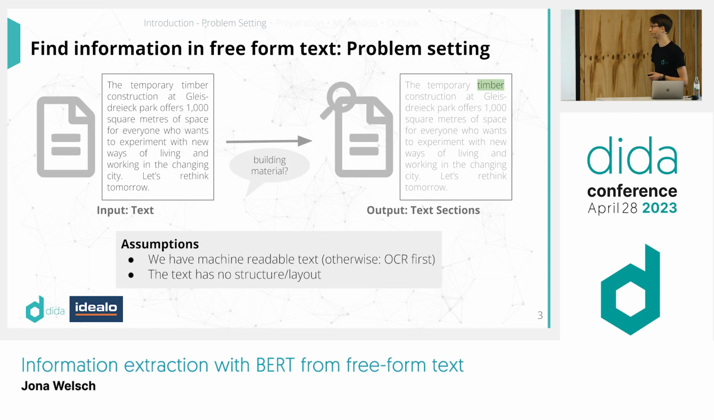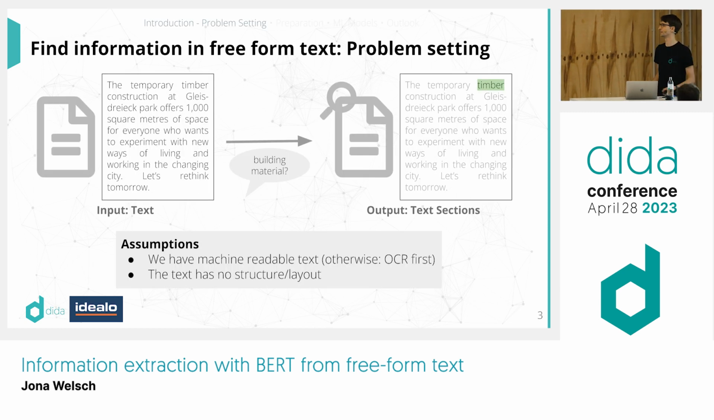So, general problem setting. I want to find information in free-form text. So, for example, take this text here. This is a description of the building we're in here today. So, apparently it's a temporary timber construction in Gleisdreieck Park, obviously. And I want to extract some information out of it. For example, what kind of building material is this? So my desired outcome here would be a text section of this input. So in this case, timber. This I want to try to solve.